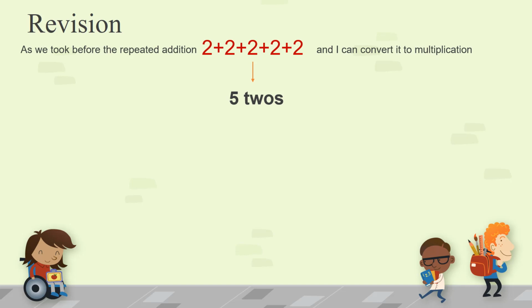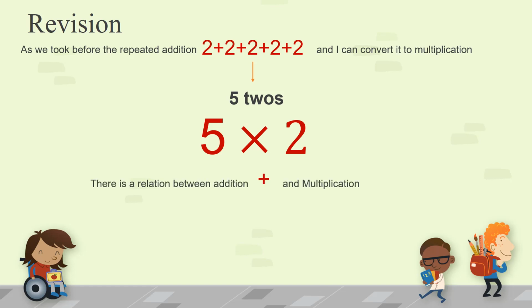Can I write it in another way? Yes, I can use multiplication. Instead of saying 2 plus 2 plus 2 and so on, 5 times of twos, I can just write it in one step as 5 times 2. It's faster and easier to do it in one step. Five twos means 5 times 2 instead of repeating the addition every time. So, there is a big relation between addition and multiplication, as multiplication is a repeated addition.